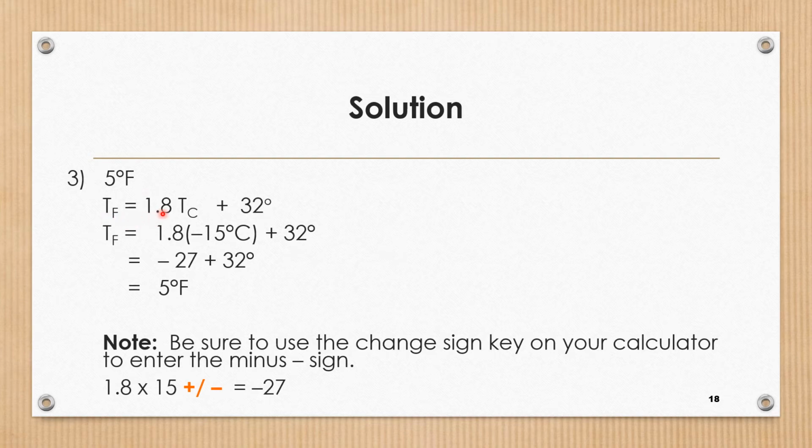Degrees Fahrenheit equals 1.8 times the temperature on the Celsius scale plus 32. So 1.8 times negative 15 is negative 27, plus 32. That's why 32 minus 27 is 5. So this answer is correct. Take note: be sure to use the change sign key on your calculator to enter the minus or negative sign. So, that's the change sign key. Okay, next.